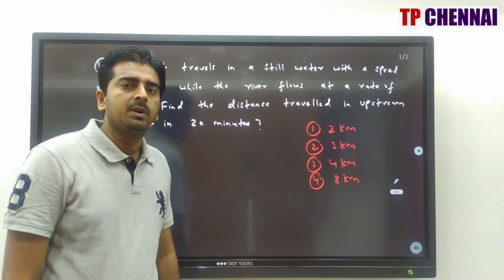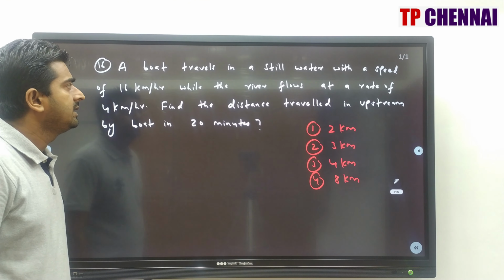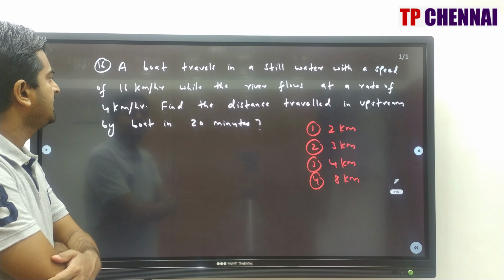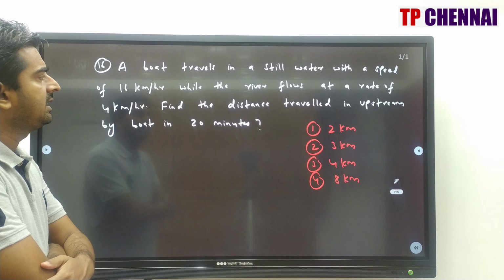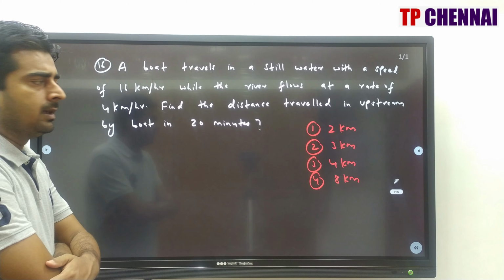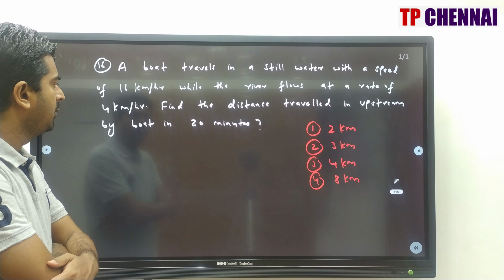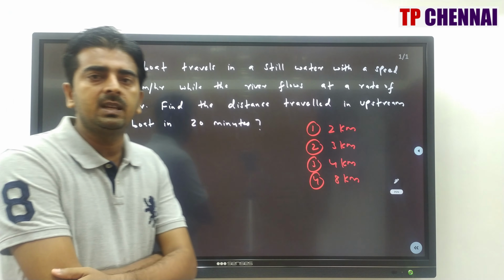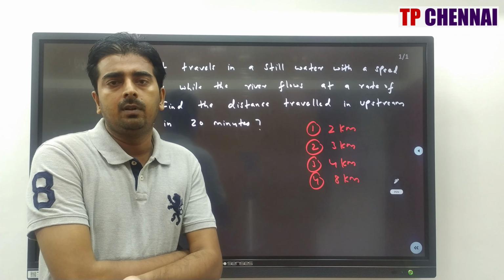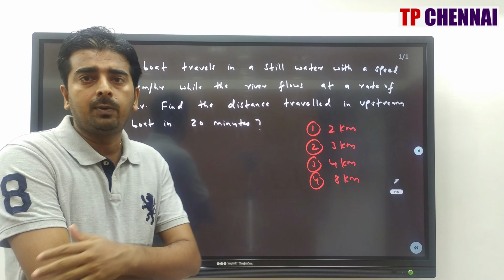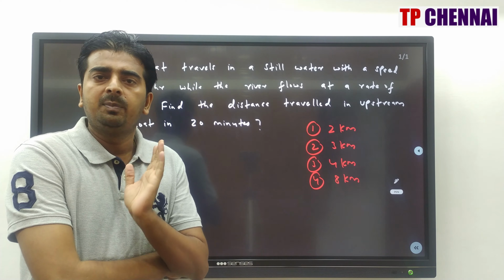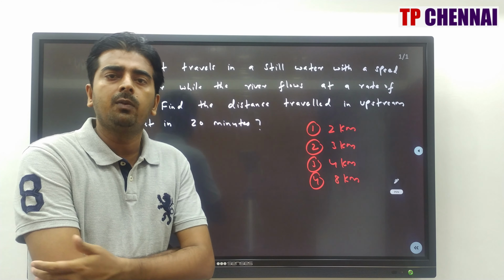So now we see question number 16. A boat travels in still water with a speed of 16 km per hour while the river flows at a rate of 4 km per hour. Find the distance traveled upstream by the boat in 20 minutes. What is the formula for upstream? Downstream, that means, you have x minus y. X is nothing but the speed of still water. Y is nothing but the speed of river or current.